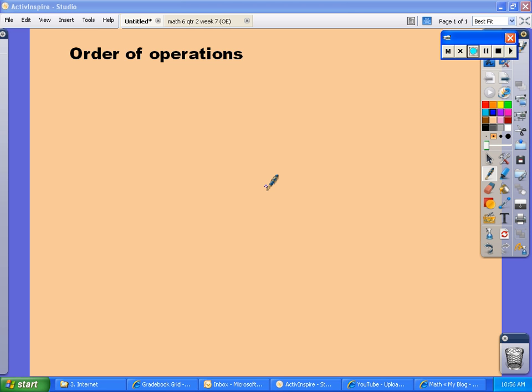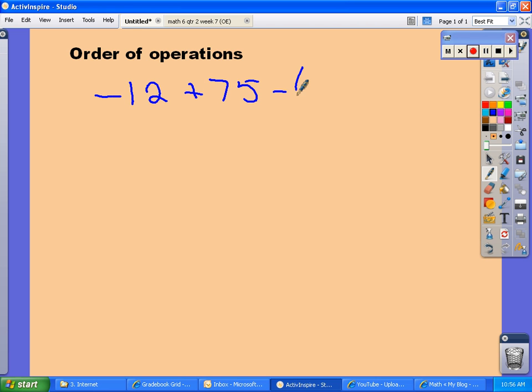Today we're going to review how to do order of operations with integers and exponents. So let's start with one problem. We have negative 12 plus 75 minus negative 34.